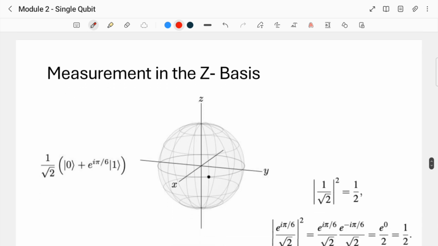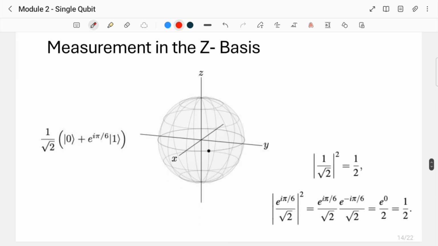Anyway, so now measurement in the z basis. Now we actually start playing with the qubits. Now we start manipulating them and all that. So let's say we have this state: 1 by root 2, 0 plus e to the iota pi by 6, 1. So let's open it up a bit: 1 by root 2, 0 plus e to the iota pi by 6 by root 2, 1. This all comes from the Dirac notation, and you can go watch the lecture on the Dirac notation that is available.